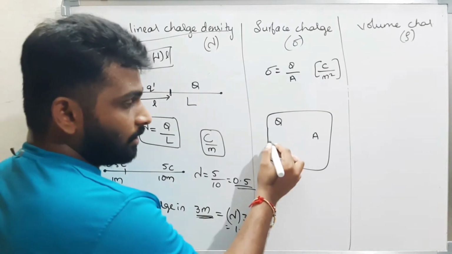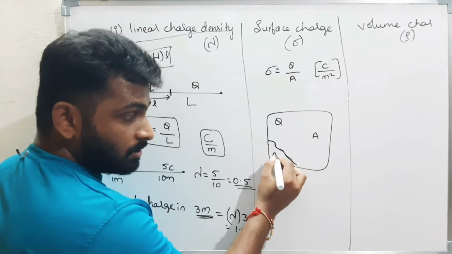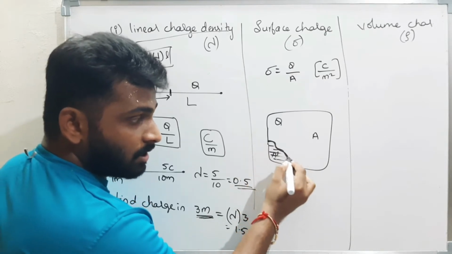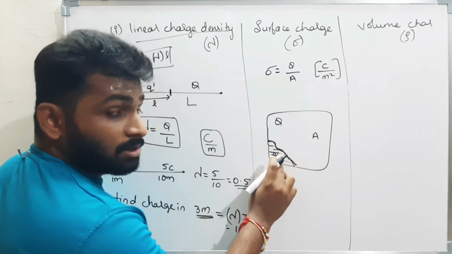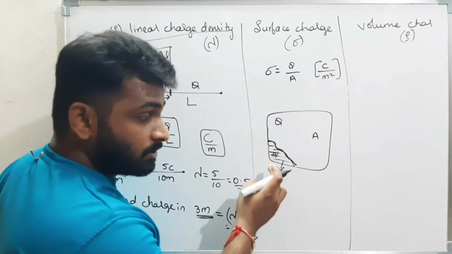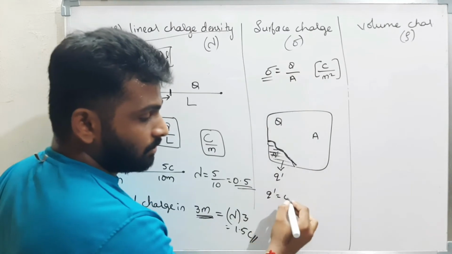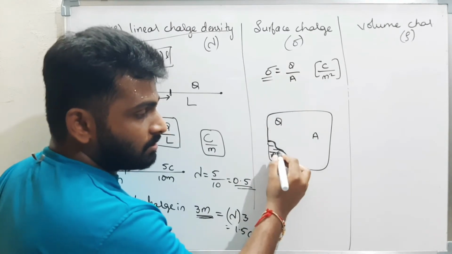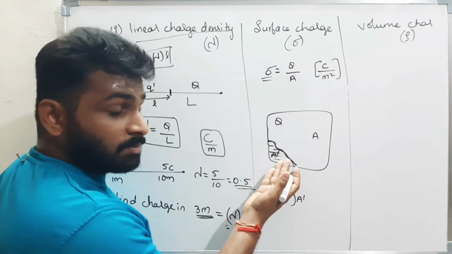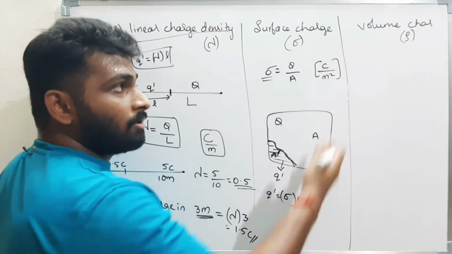Now see here. They told to find the charge present in this area A dash. How can I find it? Assume the charge is Q dash. What is the amount of charge present in this A dash? Simply Q dash is the surface charge density, sigma, into the area, A dash. That's all. If I want to find the charge present in this area A dash, simply multiply sigma into A dash. Same way for volume charge density.